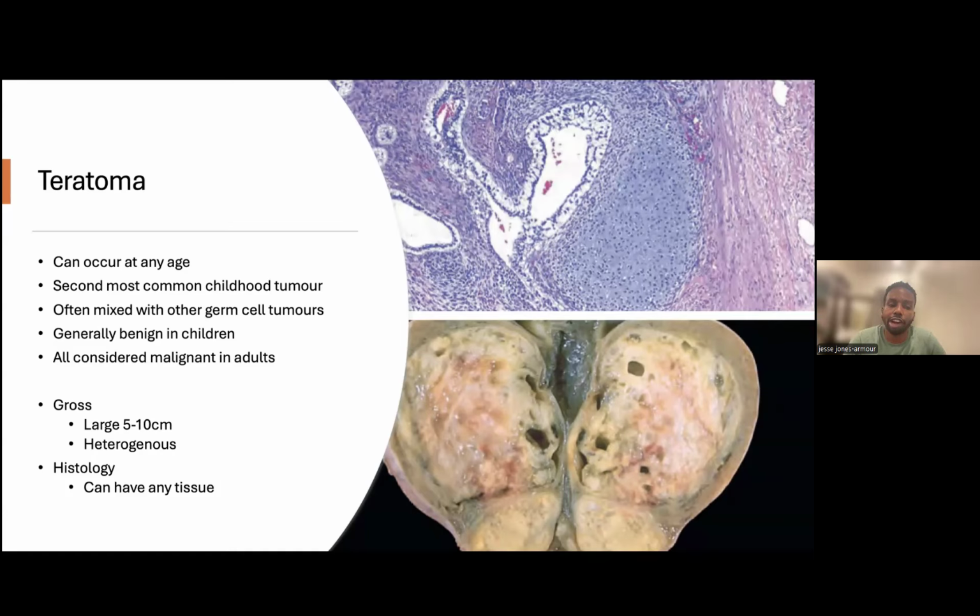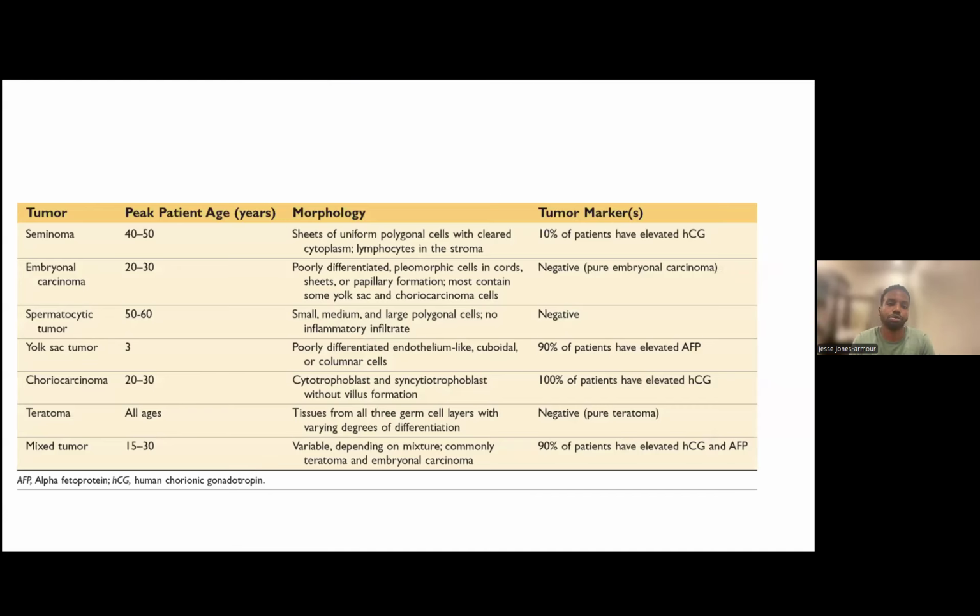Now, they could get very large, up to 5 to 10 centimeters. They are heterogeneous. Because they are teratomas, they can have any form of cell tissue. So you may find cartilage, teeth, bone, and other tissue involved as well, even brain tissue.